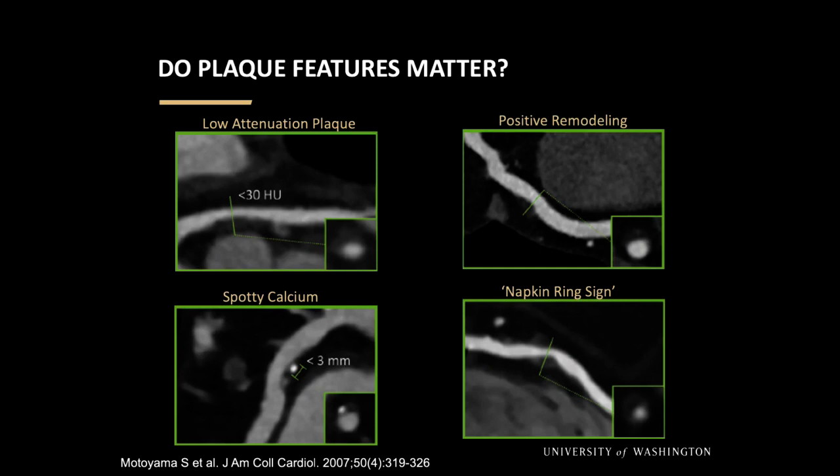So one of them is low attenuation plaque. Essentially, if you measure the Hounsfield unit or the density of the plaque, it's low on CT. Or positive remodeling, where the outer diameter of the plaque grows outward relative to the normal vessel. And then spotty calcification, where you have small areas of calcification in the plaque. And then the most scientific of all of them here is the napkin ring sign, which, again, these are pretty subjective, but I do think the top 2, there are sort of more objective measures to determine if they have high-risk plaque features. And the question is, do these matter?